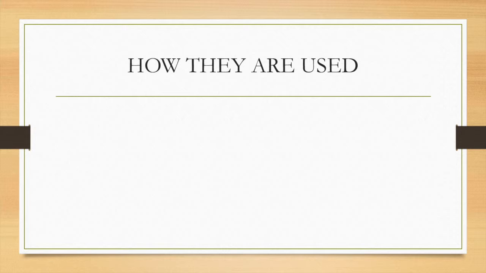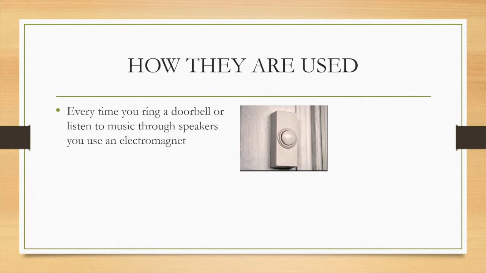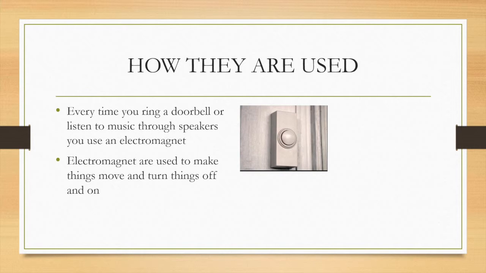How are they used? Every time you ring a doorbell or listen to music through speakers, you use an electromagnet. Electromagnets are used to make things move and turn things off and on.